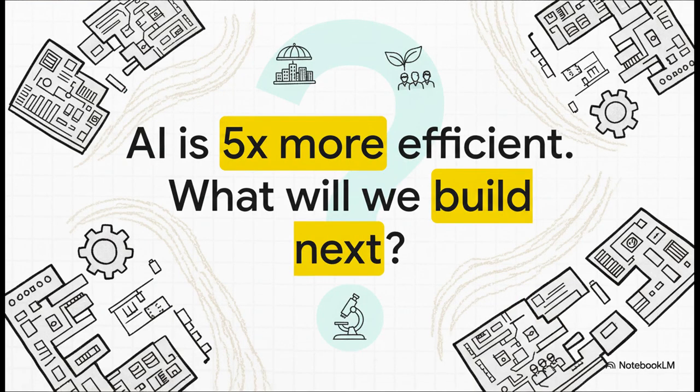Which leaves us with one final, incredibly exciting question. We've just smashed through a major barrier, one that was making AI expensive and slow. We've just made it dramatically more efficient. So the question is no longer if we can build even more powerful and accessible AI, but what amazing, incredible things are we all going to choose to build with it now?